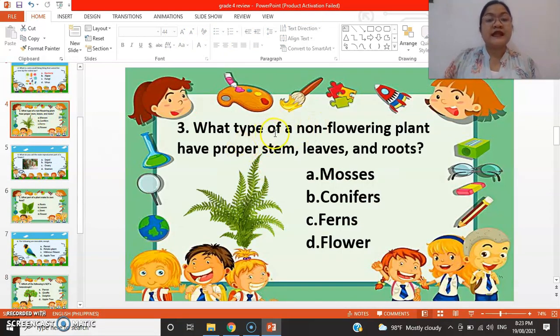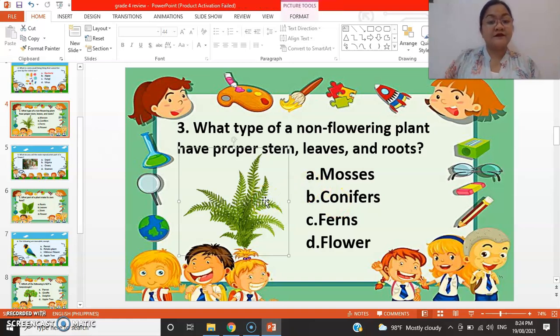So, what type of a non-flowering plant has a proper stem, leaves, and roots? Again, what type of a non-flowering plant has a proper stem, leaves, and roots? Letter A, mosses. Letter B, conifers. Letter C, ferns. Or letter D, flower. So what kind of non-flowering plant has stem, has leaves, and roots?